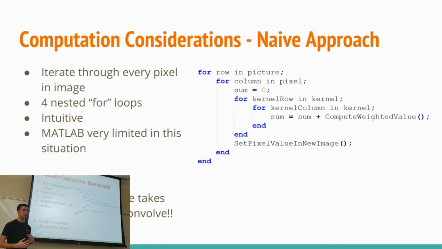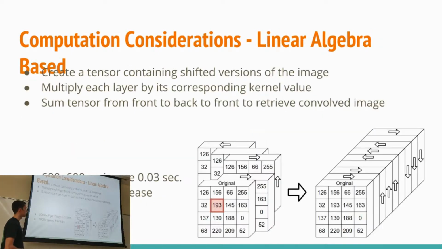MATLAB is very heavily optimized towards linear algebra. Because of that, that simple flower picture that we had on the last slide was about 600 by 600 pixels, and it would take about 30 seconds to compute, which is probably too long if we were just trying to experiment. So then we had to take a different approach, one more geared towards linear algebra, but a little bit more difficult to understand.